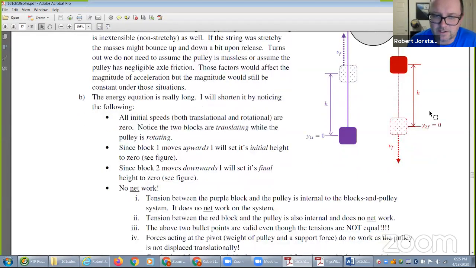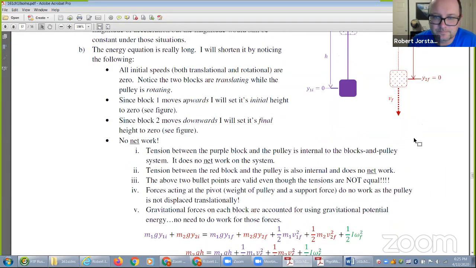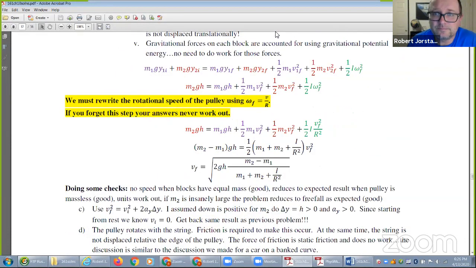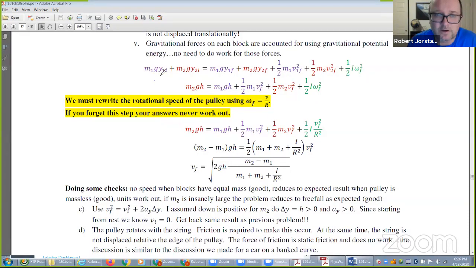Here's our big equation. Take a look at it. Oof, that's a lot. All right. This one is going to go to 0 because initially the purple block was at height 0. It started low and goes upwards. This one is going to go to 0 because it started high and ends up falling downwards. And now we're going to get these interesting terms over here.